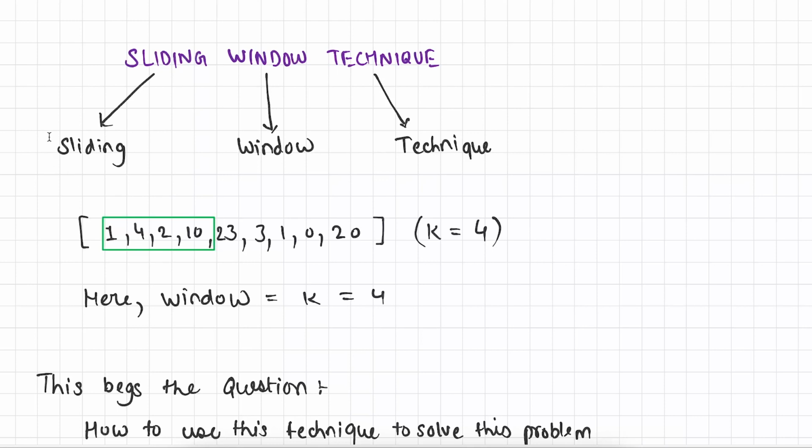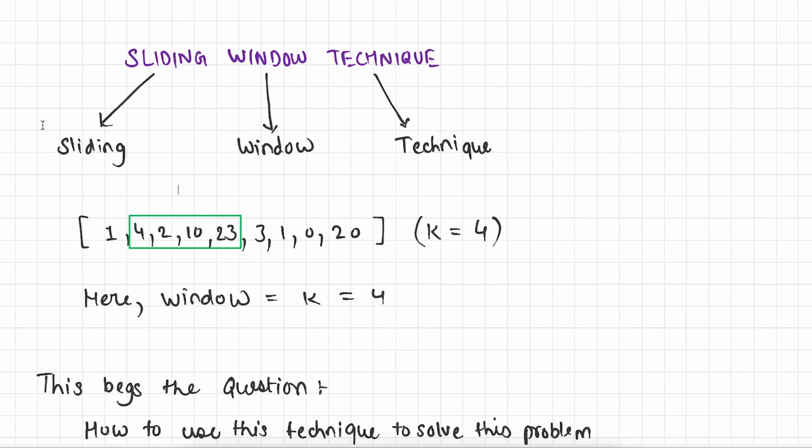Now the next term is sliding. This is the cool part of this technique: if you consider this window, we can easily slide this window forward, forward, forward and then backward. So this is the ability of the window to move forward and backward. This is why we call it sliding window. Okay, now what about technique? Technique basically means an efficient way of doing something. This is the simple meaning of technique.